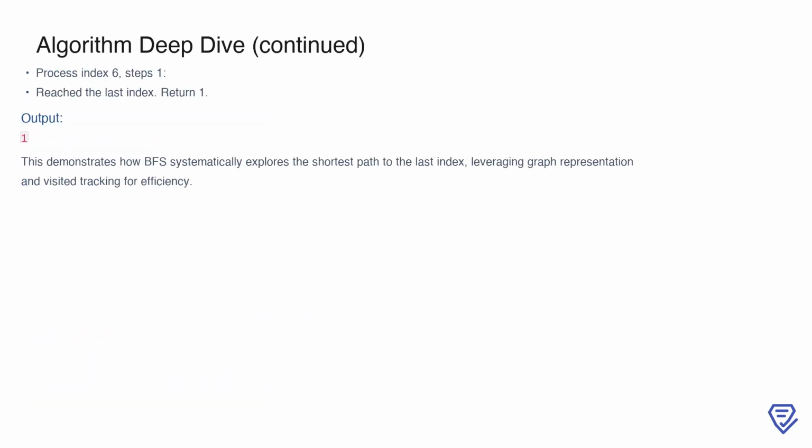Continuing the BFS, we process index 1 with 1 step. From here, we add the next index, 2, to the queue and mark it as visited. Similarly, we add index 4, which shares the same value of -23, to the queue and mark it as visited.